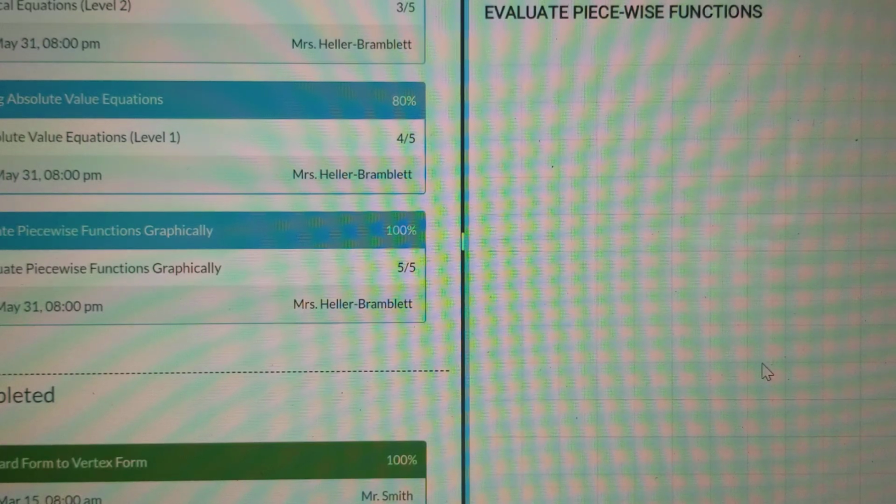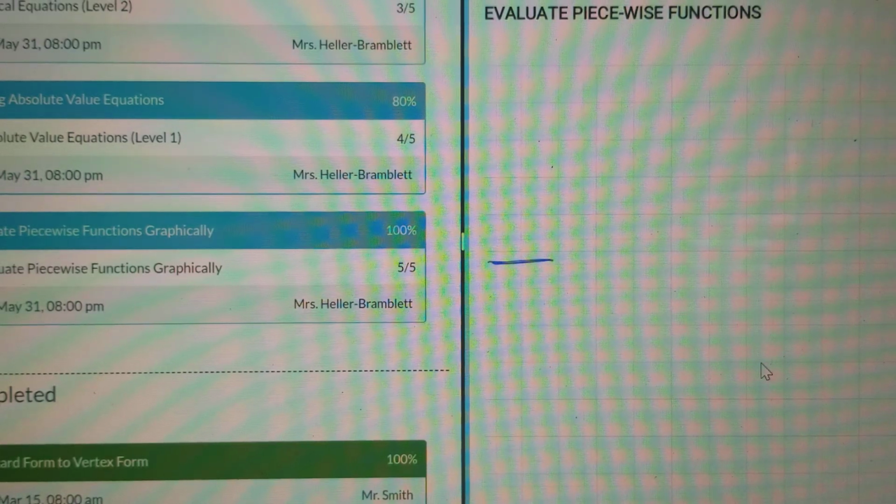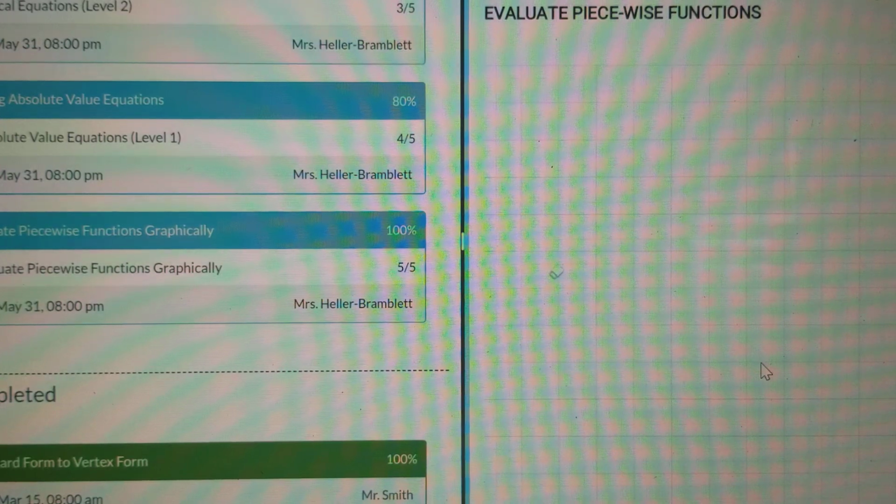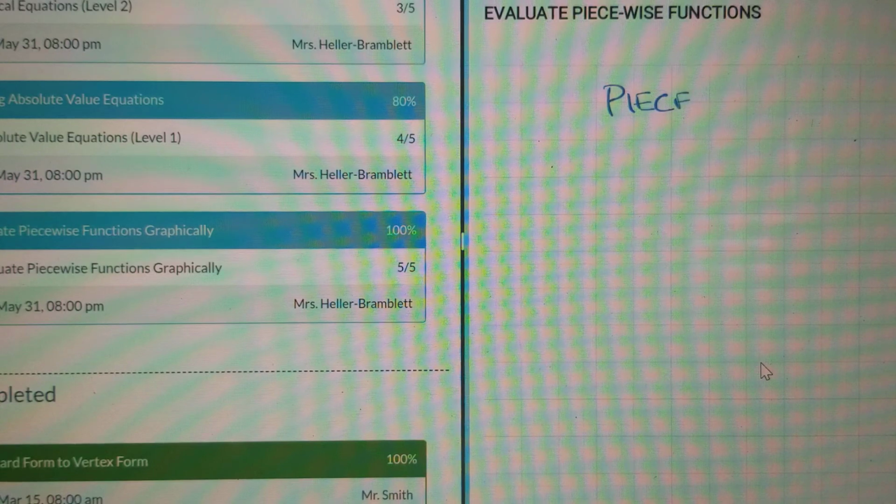Hi everyone, this is a quick tutorial on this super easy lesson, which is evaluate piecewise functions graphically. So first of all, what the heck is a piecewise function? Piecewise function. Well, that's a fancy name for a function that has pieces.